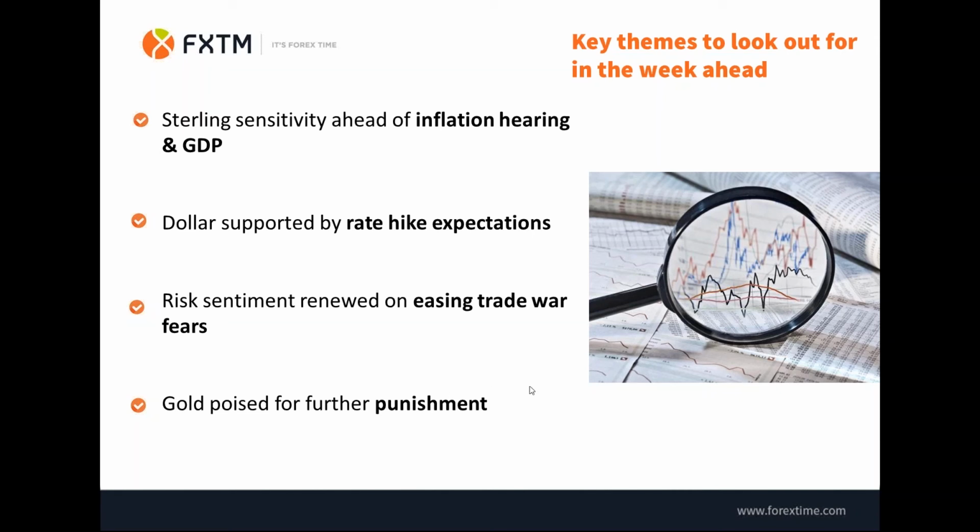Taking a look at risk sentiment, I think risk sentiment should be renewed on easing trade war fears. The positive, encouraging outcome of the second round of high-level trade talks between the US and China in Washington should continue easing fears of a trade war, and as such is likely to positively impact risk sentiment. So we could see global stocks edge higher, and safe haven assets such as gold and yen trade lower.